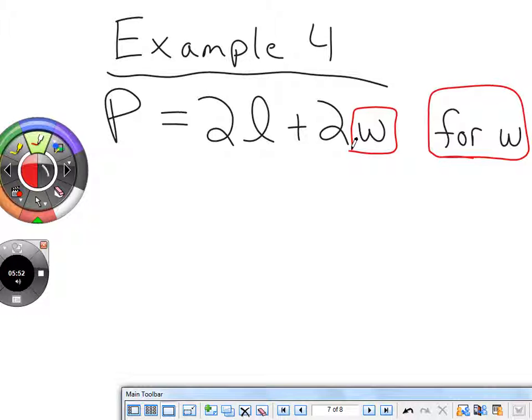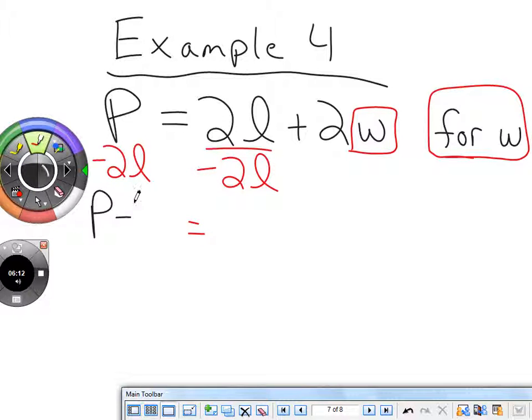So first thing to do would be to get rid of this 2l, and it's a positive 2l, so we're going to need to subtract it. We're going to subtract 2l from both sides. On the left-hand side, you can't combine those because that's a p and that's an l, and there's no combining there. They're not like terms. So we have p minus 2l. And then on the right-hand side, that would be 2w.